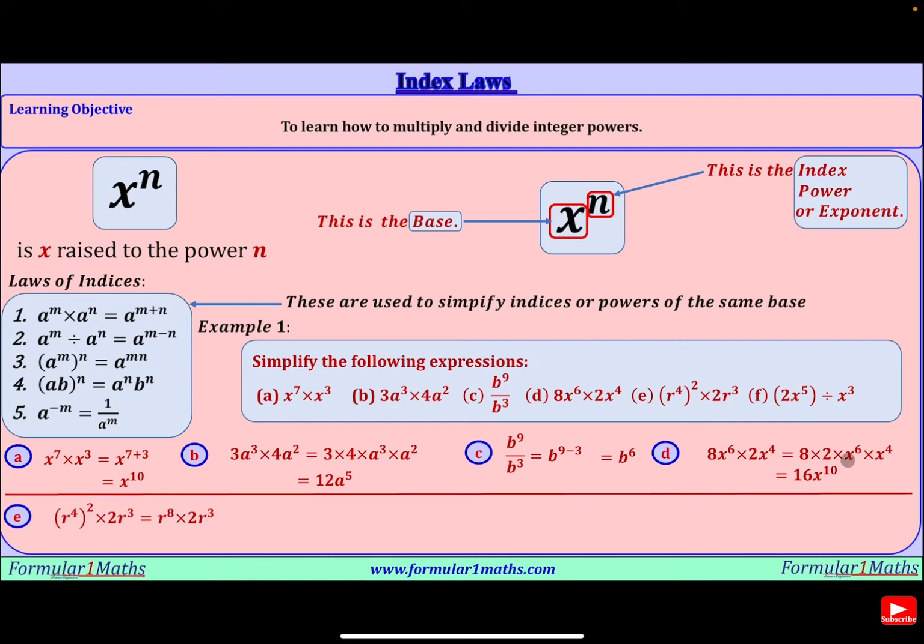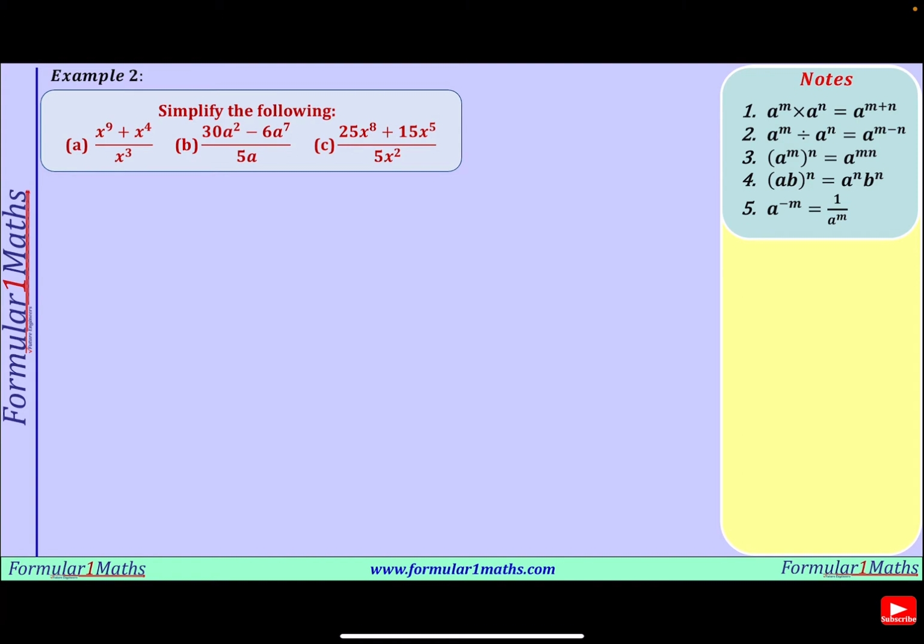For E, we need to simplify this one using rule number 3 to get r to the power 8. And then we do our multiplication. So let's rearrange this further to get that. And then because this and this are multiplying, we add the powers again, and we are going to get 2r to the power 11. For F, this can be written as this. That means this one and this one are dividing. And so we are going to subtract the powers, and finally we get this, and then 2x squared.